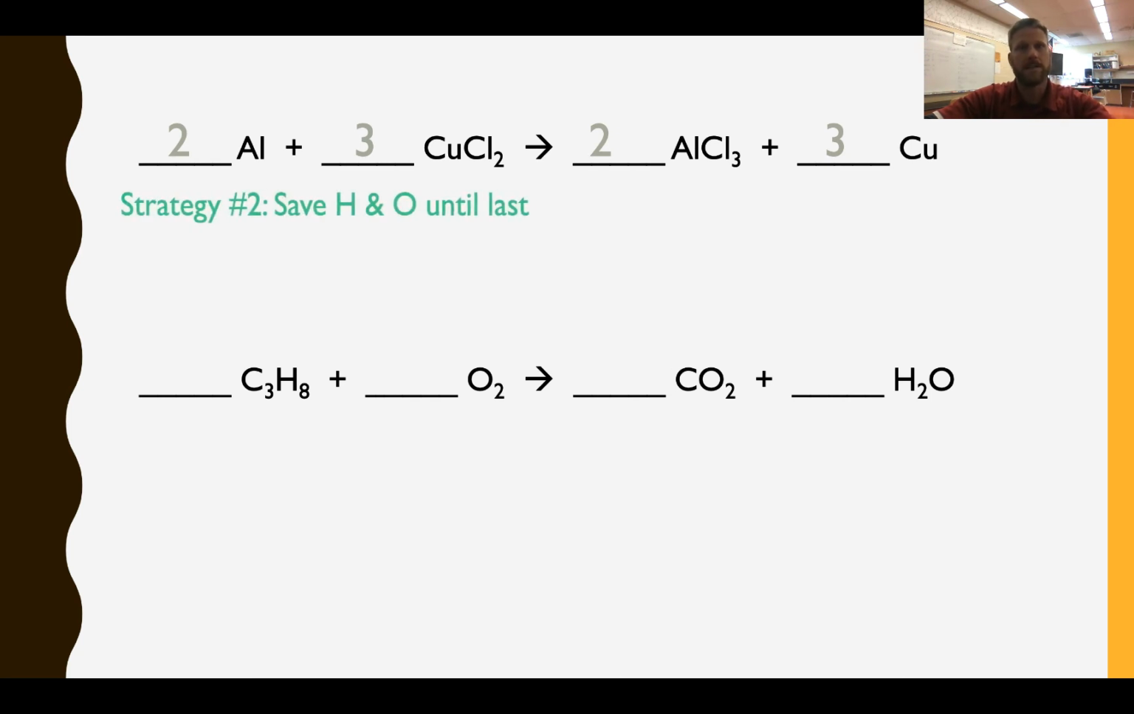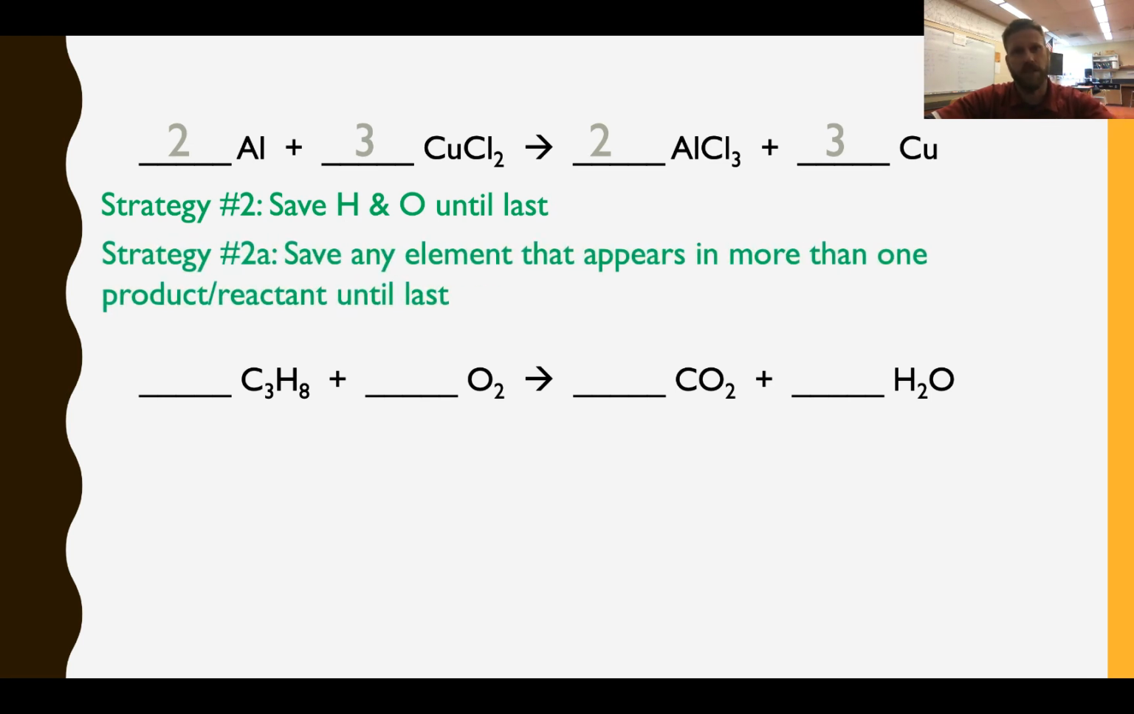Wait to balance hydrogen and oxygen until last. And in addition to that, save any element that appears in more than one product or reactant until last. Do you see how oxygen can be found in both products? CO2 and H2O both contain oxygen atoms. Oxygen atoms will definitely be the last thing I balance.